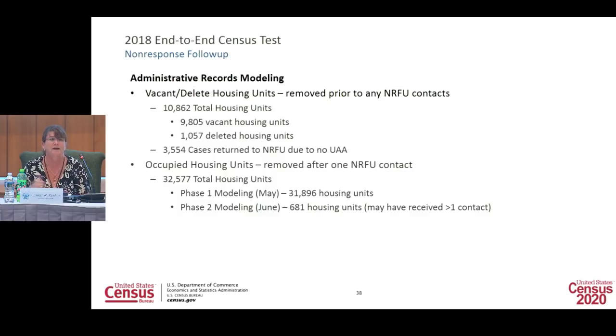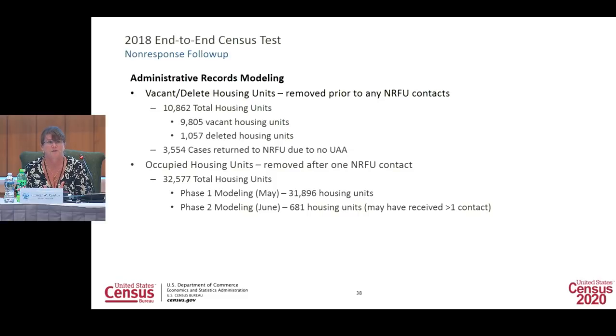If we don't get a UAA, those cases can get recycled back into NRFU so that we make sure we're not missing anybody maybe living in those units. So in 2018, we were able to remove about 11,000 cases prior to the start of NRFU. You can see the split there, most of them vacant housing units, about 1,000 deleted housing units as well. Waiting for that return from the post office, we ended up putting about 3,500 cases back into NRFU because we did not receive that UAA from the post office. So that process worked very successfully.